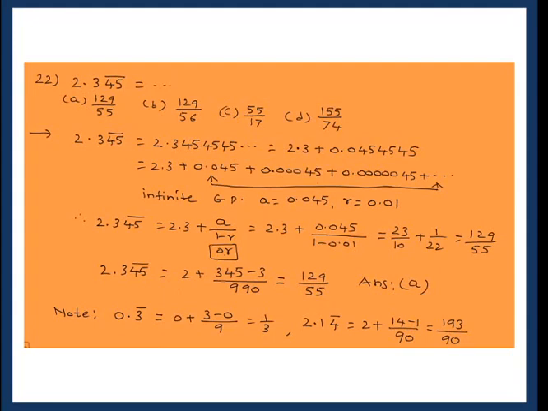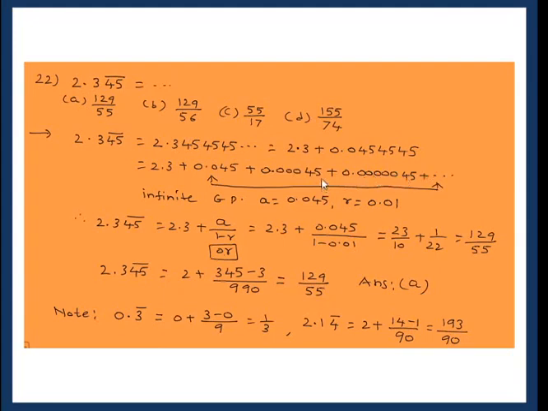So here we are asked to express this as a rational number. Now what is 2.345 bar? Means these two digits are repeated. So it is 2.3454545. Now I separate the part which is not repeated. So 2.3 plus this. Now this I can write as 0.045 plus 0.00045 plus 0.0000045 and so on.